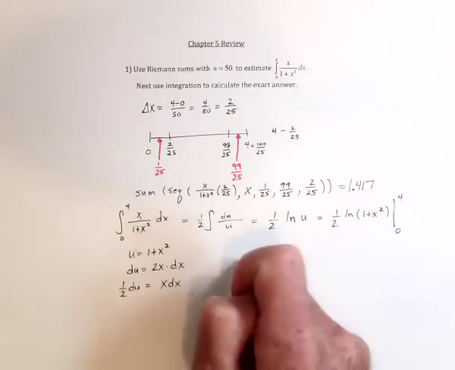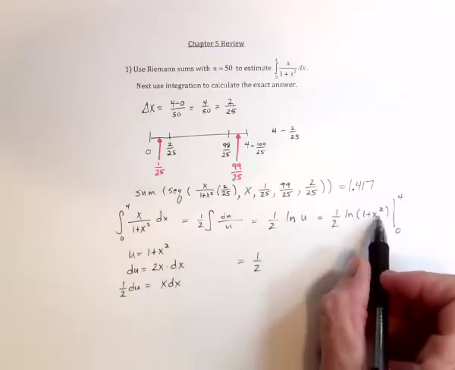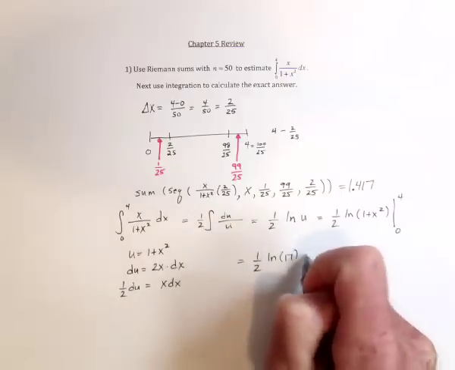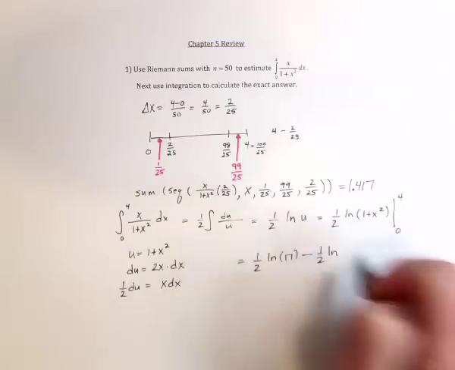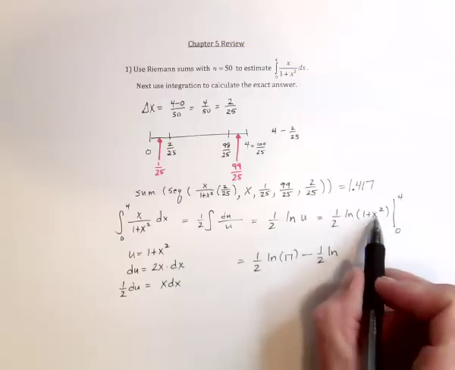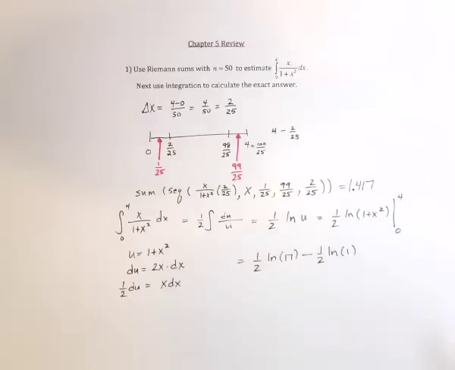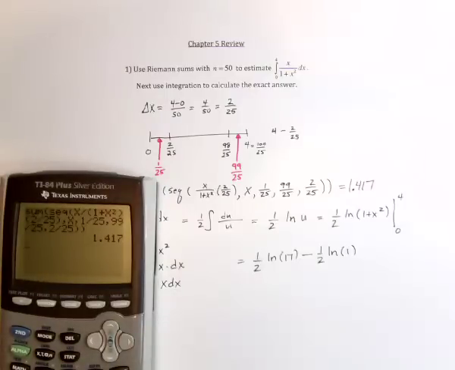So we've got 1/2. If I put a 4, that's going to be 16 plus 1 is 17. Minus, if when I substitute a 0, it's going to be 1/2 natural log, and then that's going to be 0 squared, so it's going to be natural log of 1, which equals 0. So we've got our estimate of 1.417, and then our actual answer is 1/2 the natural log of 17. Hey, that was a pretty good estimate.